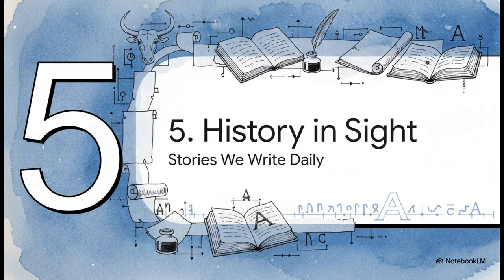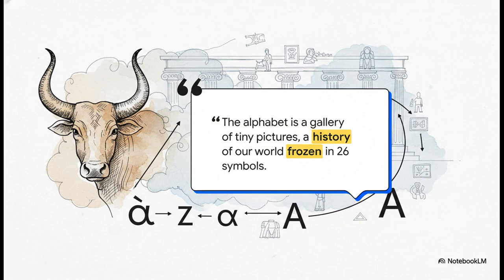And all of this leads us to our final thought. This is all history in plain sight. These are the stories we're literally writing every single day. You know, someone once said that the alphabet is like a gallery of tiny pictures, a history of our world frozen into 26 symbols. And that's just the perfect way to look at it. Every time you type the letter A, you are, whether you realize it or not, drawing the highly abstract descendant of an ancient symbol for an ox. That's real history we touch every day.